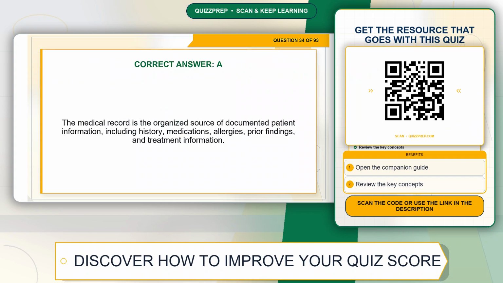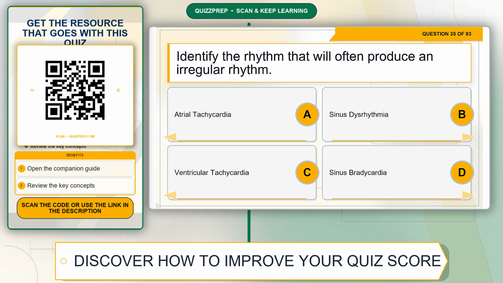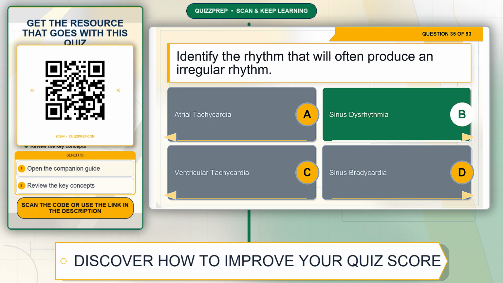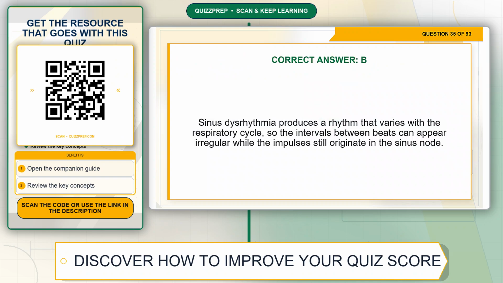Question 35. Identify the rhythm that will often produce an irregular rhythm. Option A, atrial tachycardia. Option B, sinus dysrhythmia. Option C, ventricular tachycardia. Option D, sinus bradycardia. The correct answer is option B, sinus dysrhythmia. Explanation. Sinus dysrhythmia produces a rhythm that varies with the respiratory cycle, so the intervals between beats can appear irregular while the impulses still originate in the sinus node.